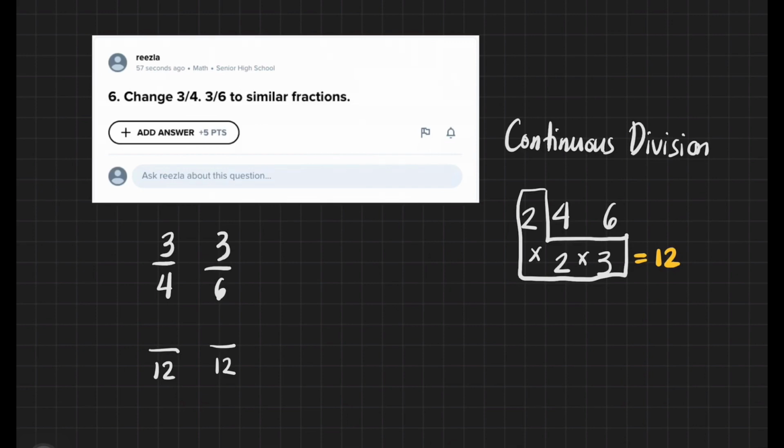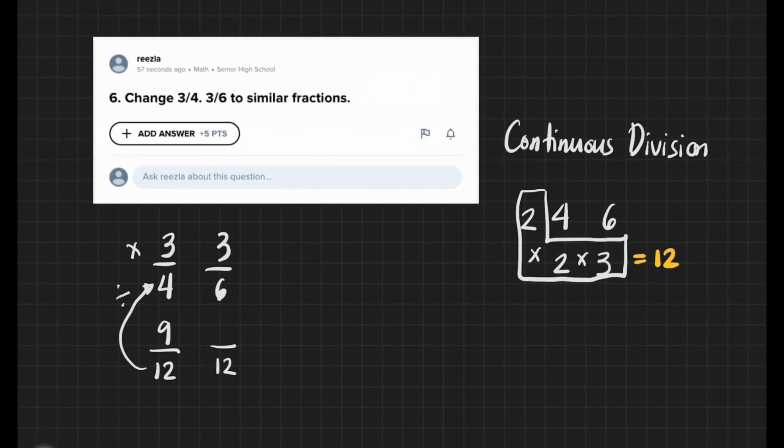Let's have this. 12 divided by 4 is equal to 3 times 3 is equal to 9. Next, 12 divided by 6 is equal to 2 times 3 is equal to 6. We already changed it to similar fractions. That's 9/12 and 6/12.